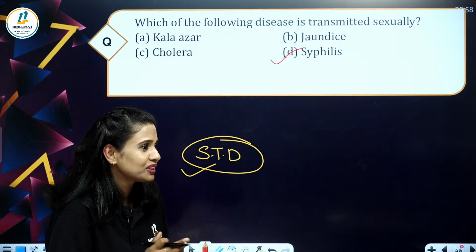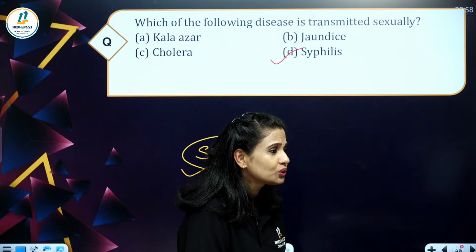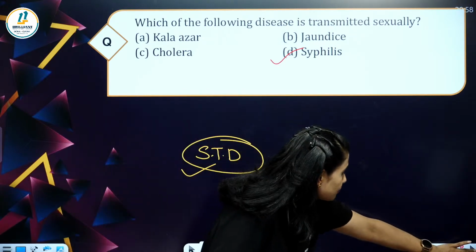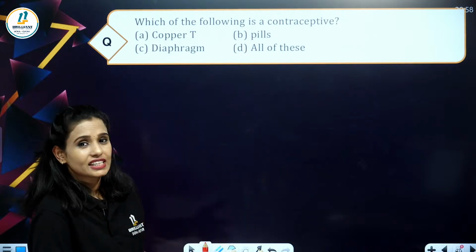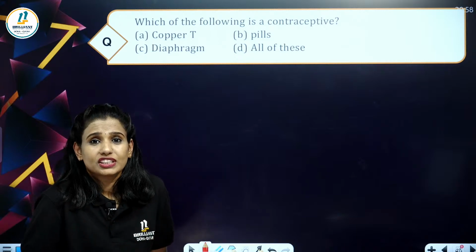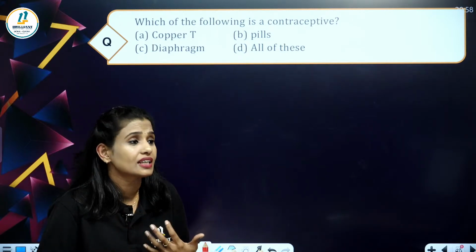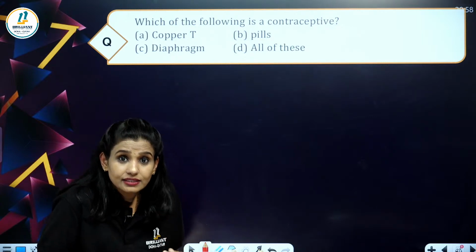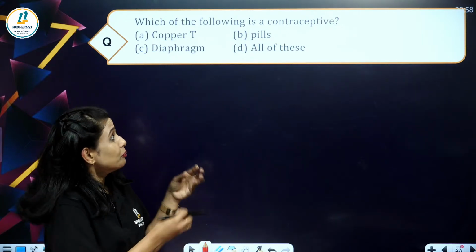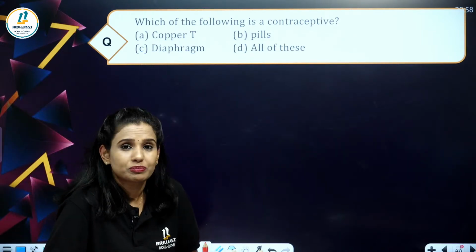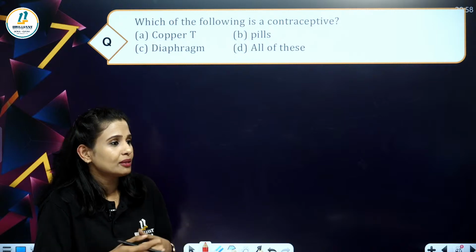Okay, let's do the next question. We'll do the maximum questions within a short span of time. Next one. Which of the following is a contraceptive? What is a contraceptive? The device or medium which is used to stop pregnancy is called a contraceptive, right?